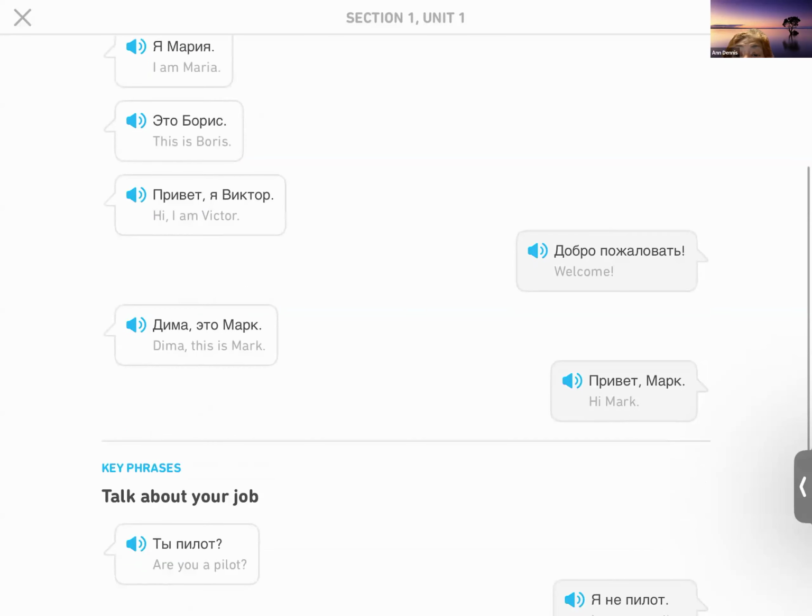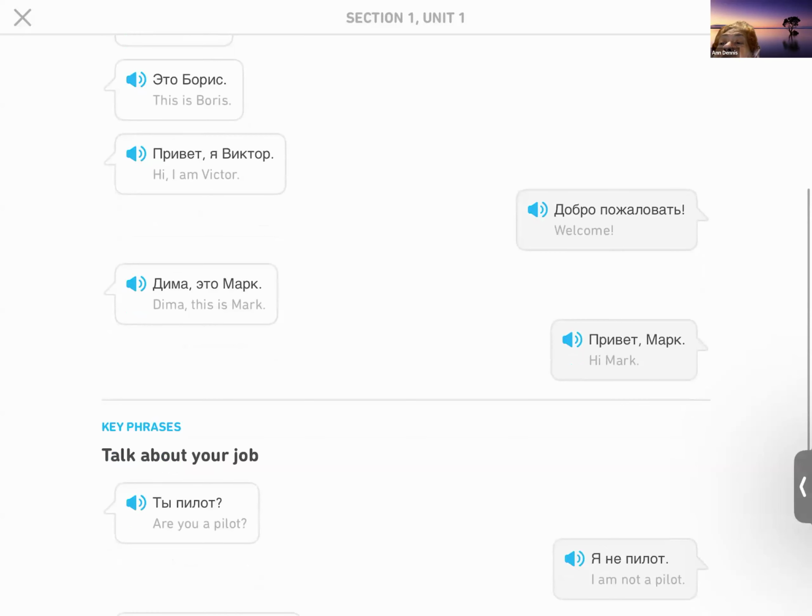This one on the right is a little more challenging, but this добро пожаловать means welcome. So you say добро, пожаловать. Добро пожаловать. That's how you say welcome. Yeah, it takes a while, right?